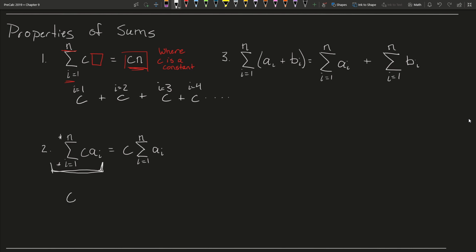we would get C times the first term plus C times the second term plus C times the third, all the way up until C times the nth term.